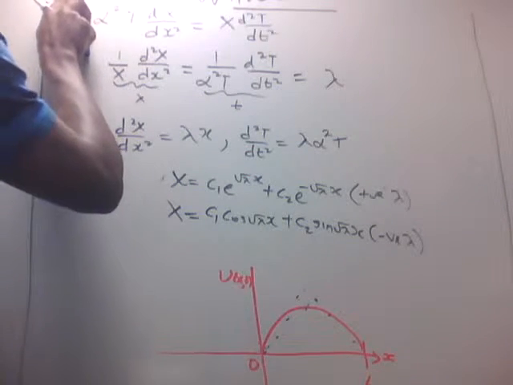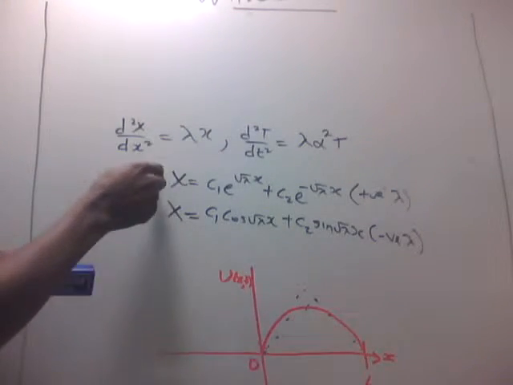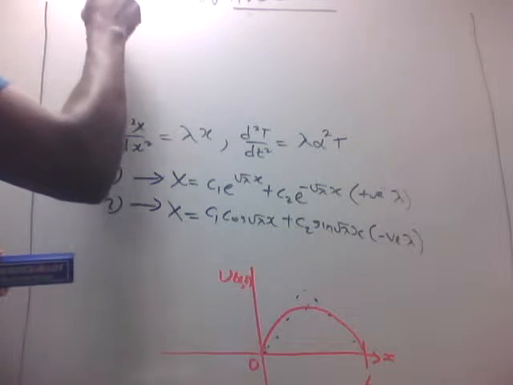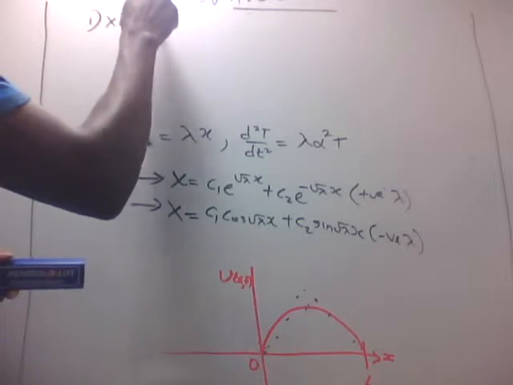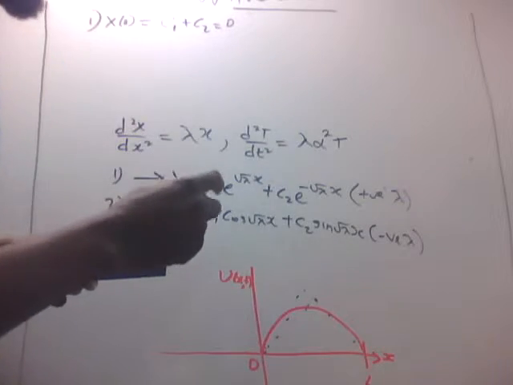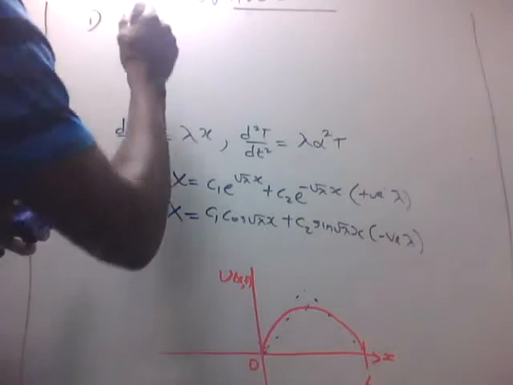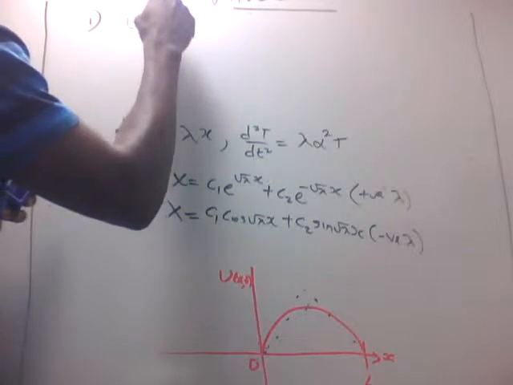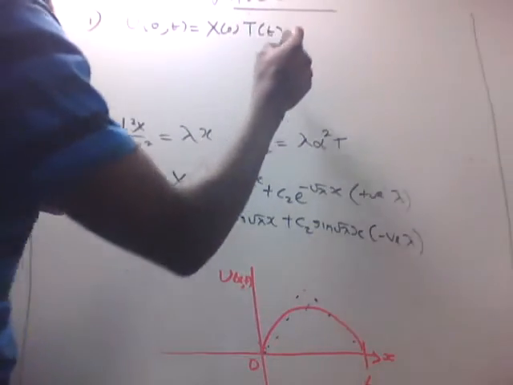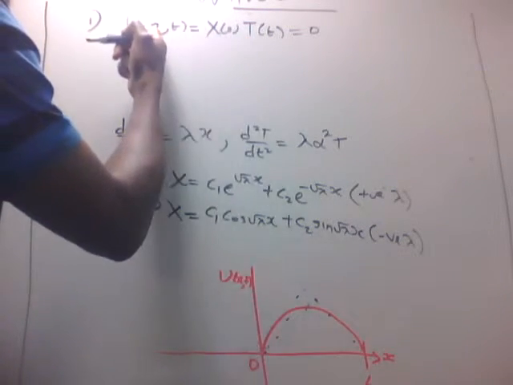Let's pick the first equation. If I chose x equals 0, the function X is c1 plus c2, and that has to equal 0 from the initial condition. How do I know that? I'll take a step back right here. I mentioned in class, but for those of you who don't remember, u(0,t) equals X(0)T(t) equals 0, just the boundary condition at x equals 0.